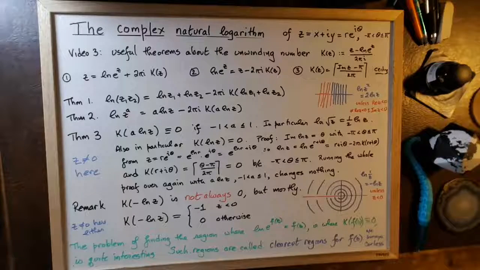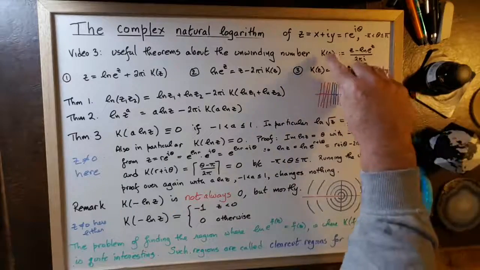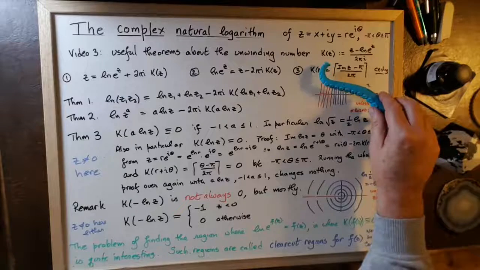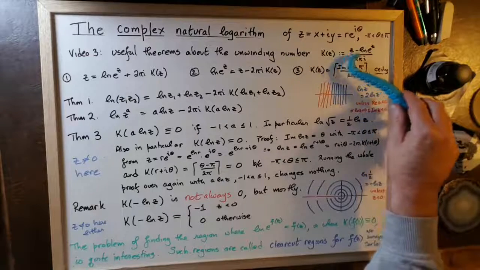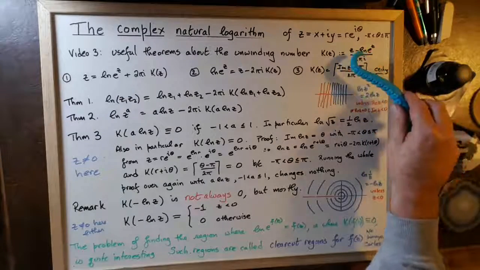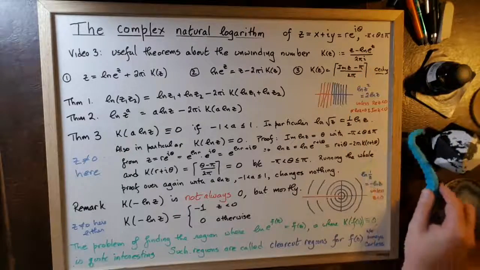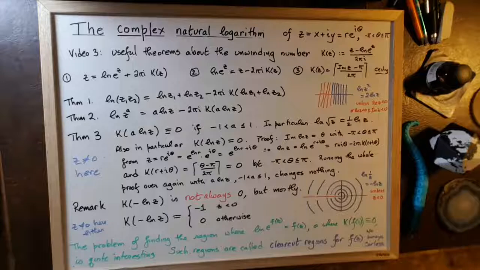This third video about the complex natural logarithm and the unwinding number gives some useful theorems about the unwinding number. So we define the unwinding number as K of z. K of z is equal to z minus log of e to the z, which is not always 0, divided by 2 pi i. It's a bit surprising that that should be true, but we plot it and we find that it's a staircase and integer valued.